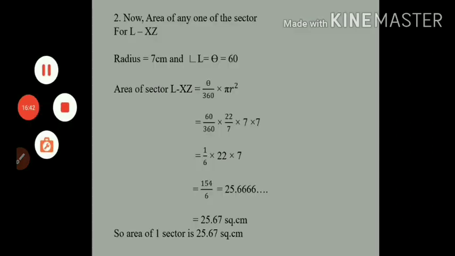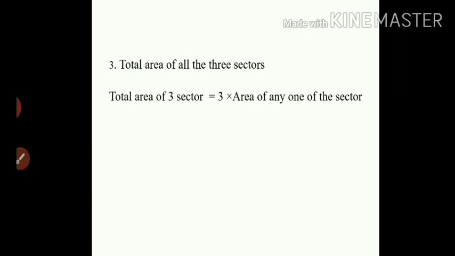Now I want to find the area of all three sectors. So the total area of all three sectors will be equal to 3 multiplied by the area of any one sector. We got the area for sector LXZ, that is 25.67, so 3 into 25.67 will be equal to 77.01 square centimeter. And the last part is the area of the shaded region.